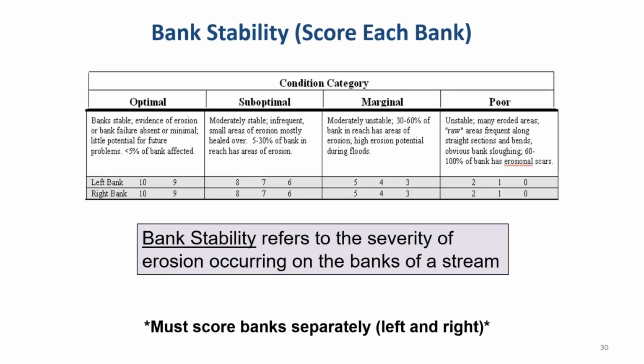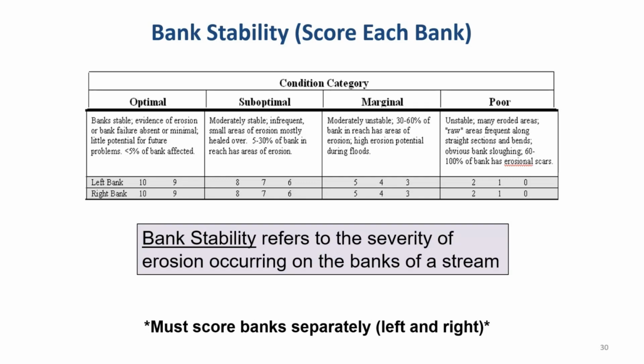So you're not looking very far from the water. You're just looking at the stream banks, maybe a few meters. And if it's optimal, the banks are going to look stable. Evidence of erosion or bank failure is absent or minimal, and there's little potential for future problems, with less than 5% of the bank affected.